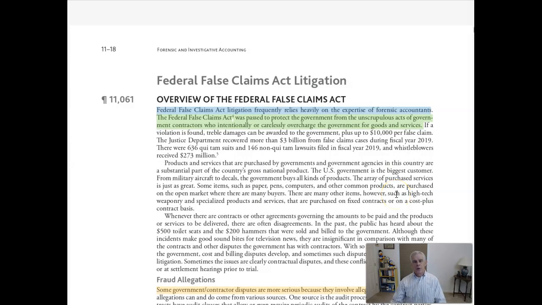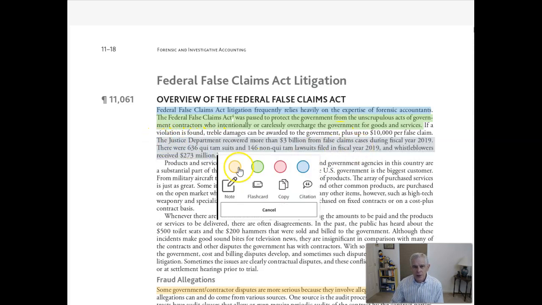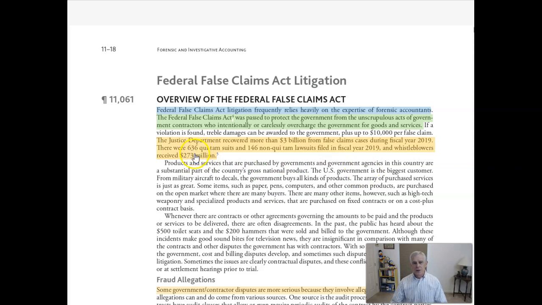Another area where forensic accountants can help out is the Federal False Claims Act. This is a very interesting act. It was passed quite a long time ago to protect the government from the unscrupulous acts of government contractors who intentionally or carelessly overcharge the government for goods and services. Now look at here. I didn't highlight this, but let me do it right now. I'll put this in yellow.